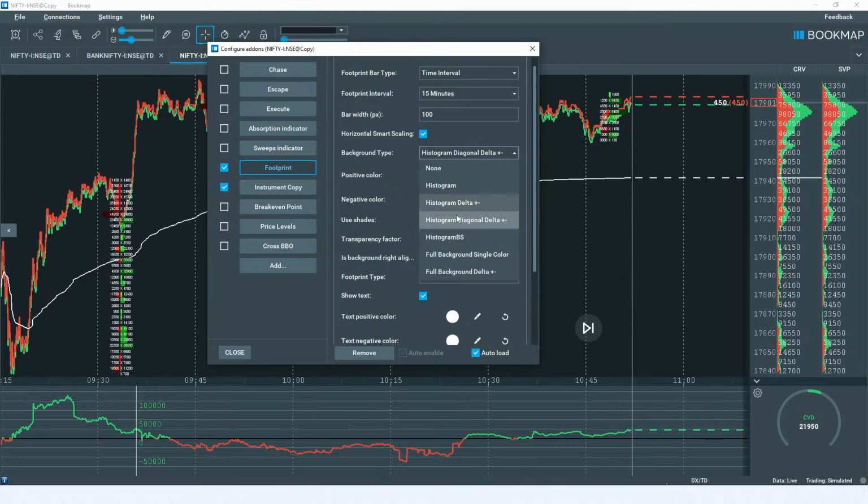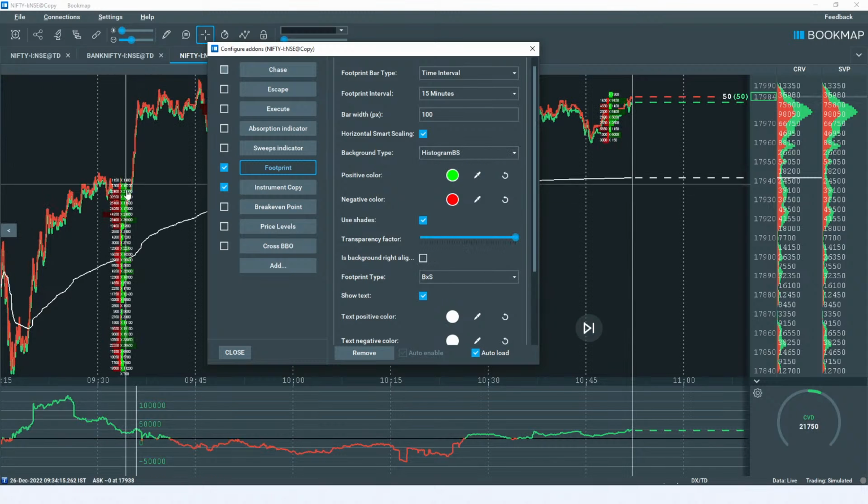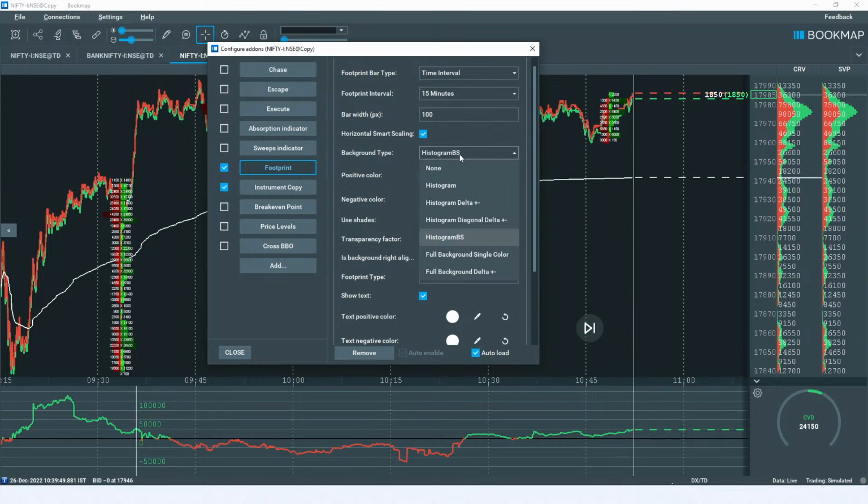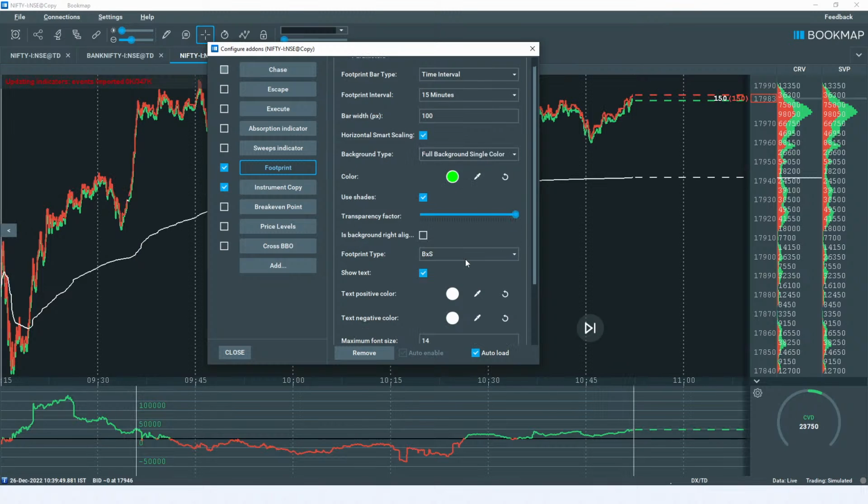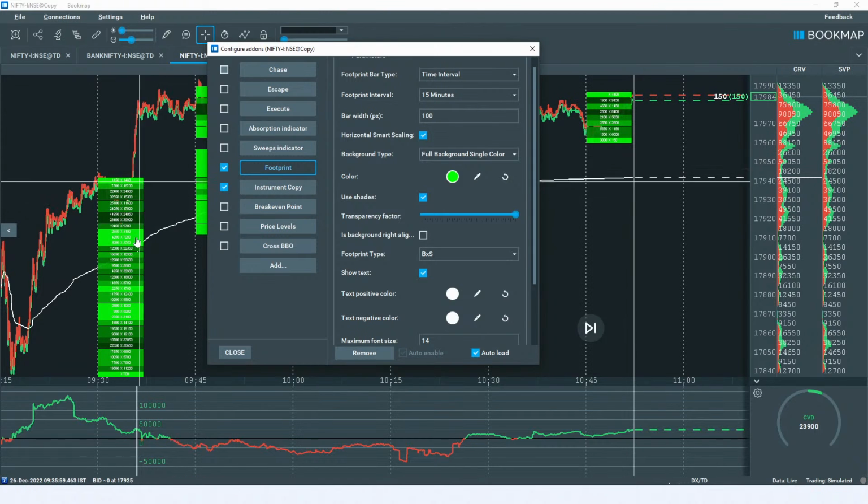Then we have a histogram buy and sell. It's nothing but direct buy and sell, direct calculation for a specific price level. This is a buy, this is a level. This is not a diagonal calculation. It's a straightforward calculation. And then we have a full background single color. It's nothing but the block which shows us, in terms of the shades only, where the maximum numbers are taking place.